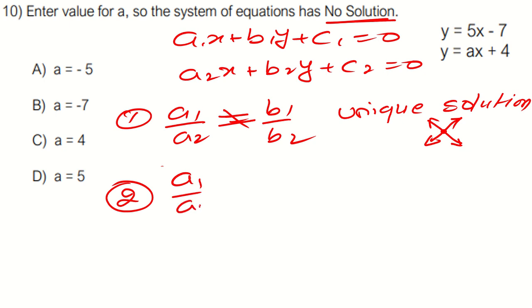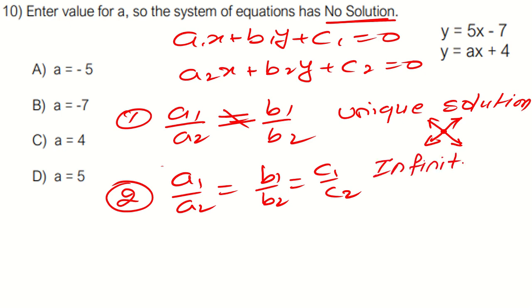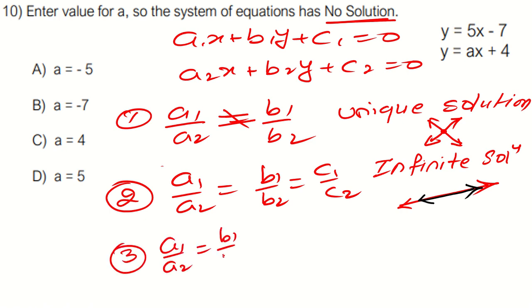If a1 upon a2 is equal to b1 upon b2 is equal to c1 upon c2, in this case you will have infinite solutions. Infinite solutions means the lines will be overlapping. One line will be on another line, or in short you can say the equations will be the same. And the third one is if a1 upon a2 is equal to b1 upon b2 is not equal to c1 upon c2, then no solution.